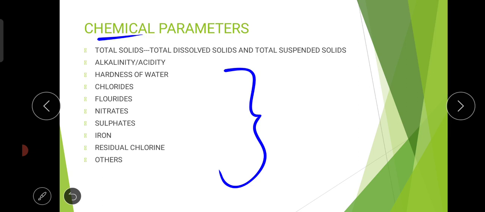How to evaluate this: take a beaker containing the water sample you want to measure, to estimate the total solids, total dissolved solids and suspended solids. Allow that water to pass through a Whatman filter paper. This Whatman filter paper allows only water to flow through it, and all the suspended particles will be locked up in the filter paper. Dry this filter paper and weigh it.